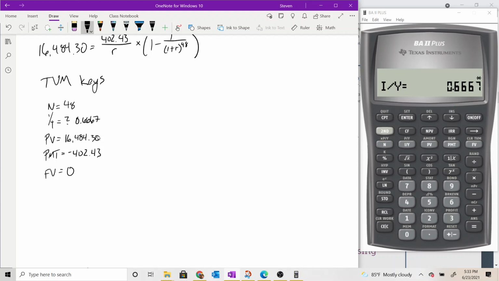Now, here's the part that we have to get comfortable with in Chapter 5. It's the wrinkle that this chapter introduces. This is no longer an annual rate because these cash flows aren't annual. The interest rate that we plug in for I over Y, or that we solve for on I over Y, is going to be the effective rate that matches the frequency of the cash flows. So in this case, we've got 48 months.